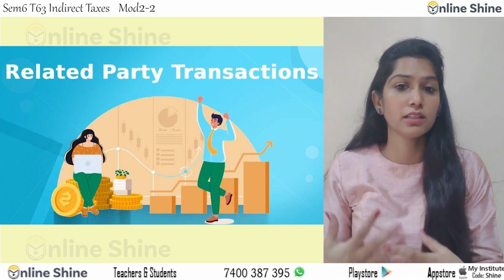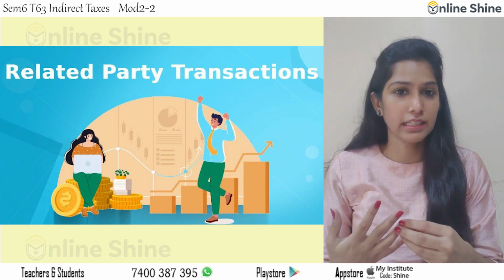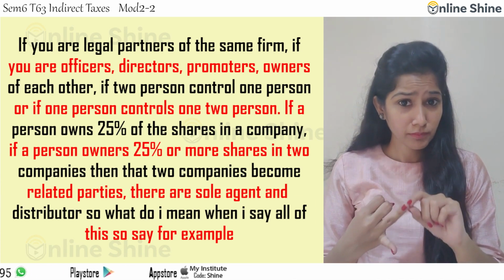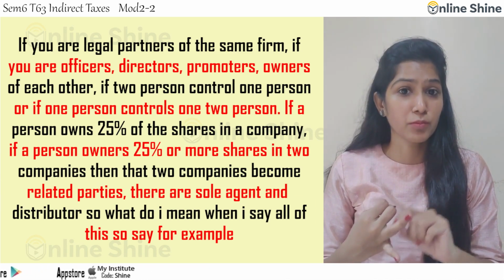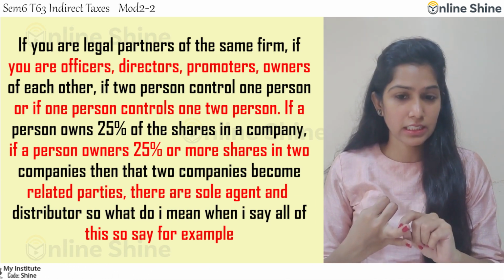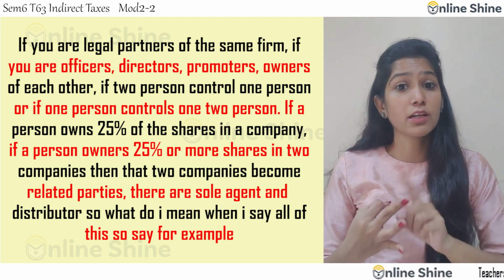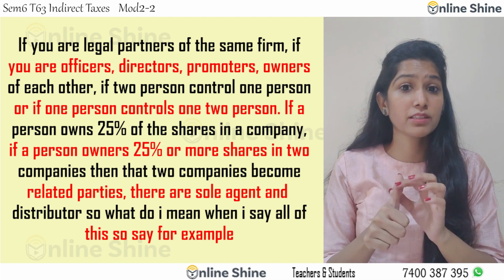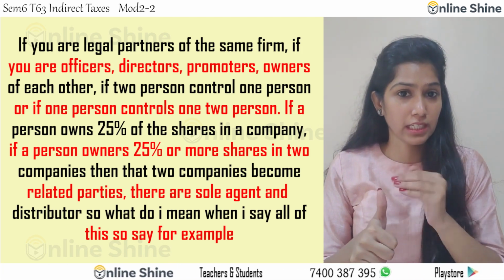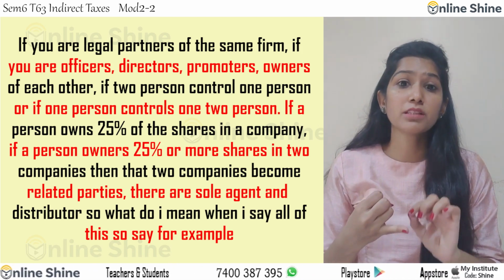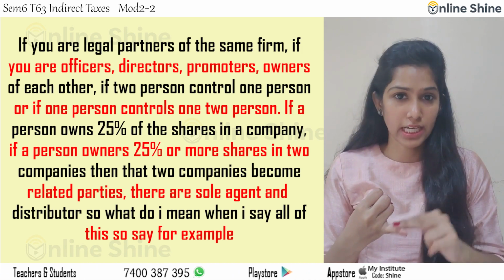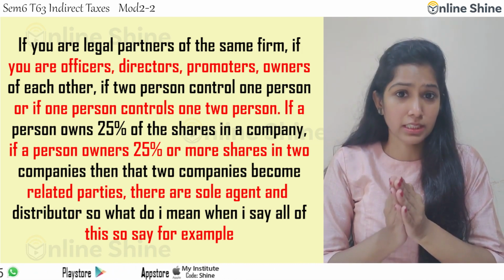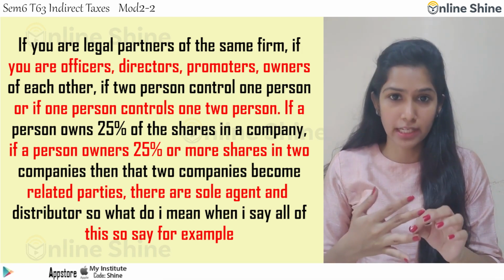Now, which are the other categories in related party? If you are legal partners of the same firm. If you are officers, directors, promoters and owners of each other. If two persons control one person or one person controls two persons. If a person owns more than 25% of shares in a company. If a person holds 25% or more shares in two companies, they both become related parties. Then they are the sole agent and distributor.